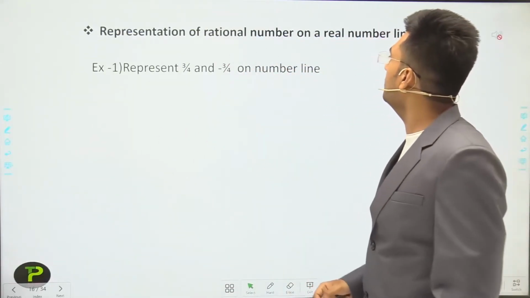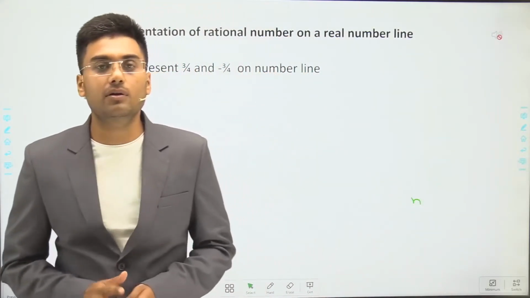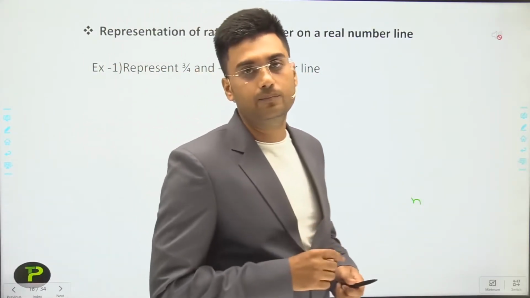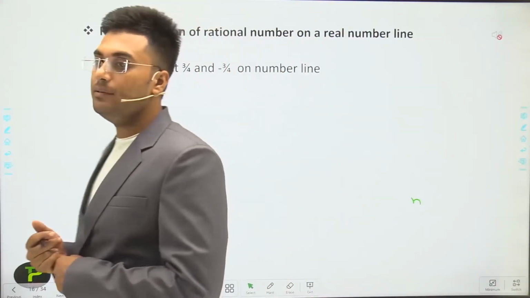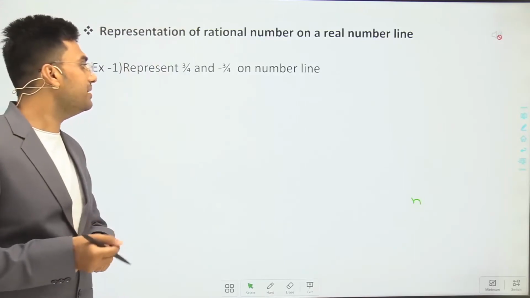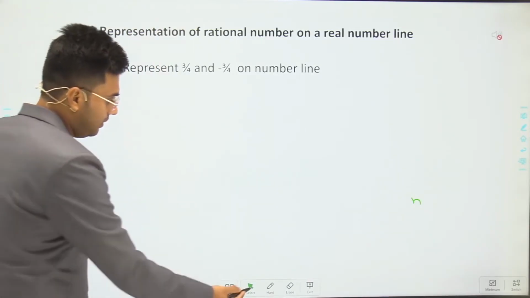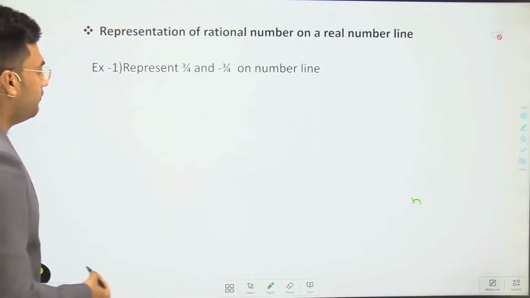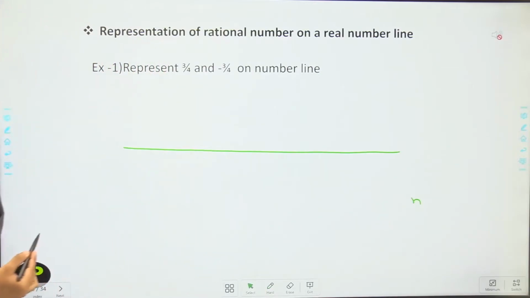Now after the decimal representation of rational numbers, our next topic is representation of a rational number on a real number line. How to represent a rational number on a real number line. So let's start with the first example. Represent 3 by 4 and minus 3 by 4 on a number line. Okay. First of all, what is the number line? Number line is a line on which we represent the real numbers.